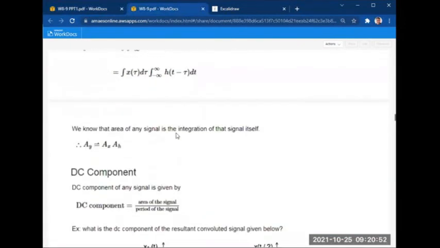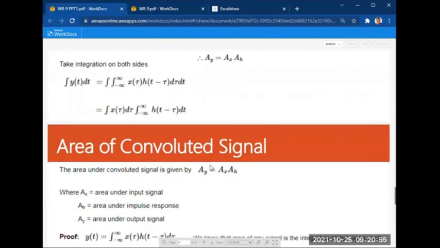Let's see if we have an example here. Nope, we have no example. Next.